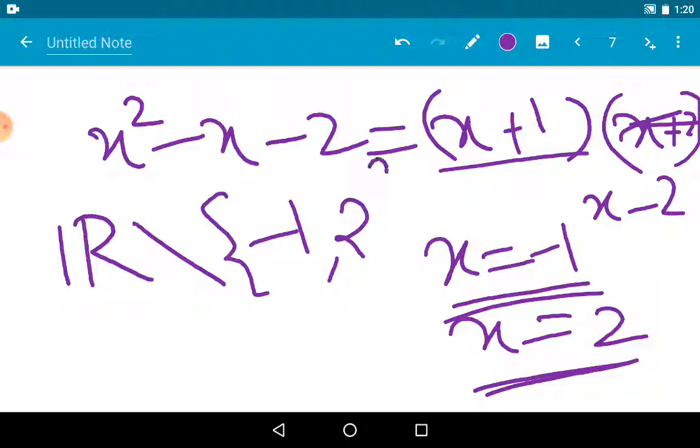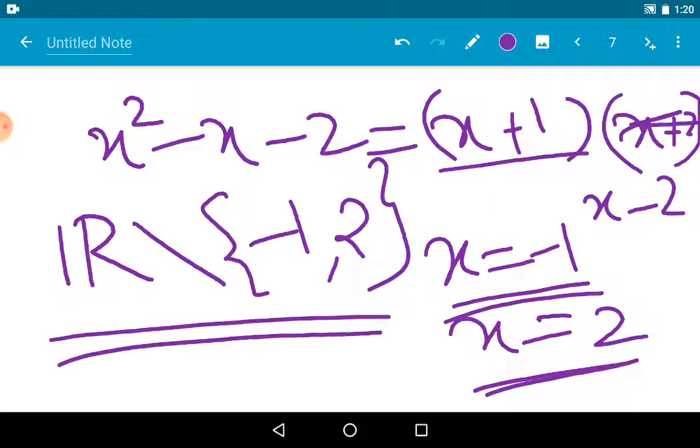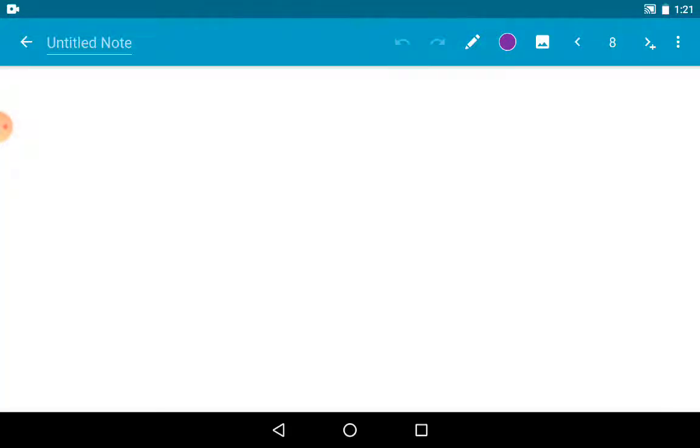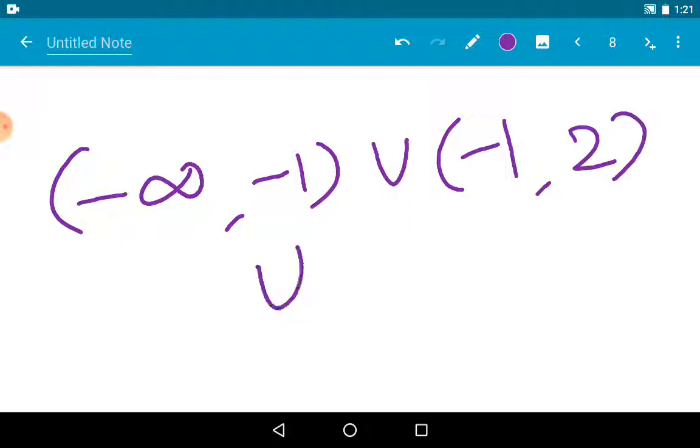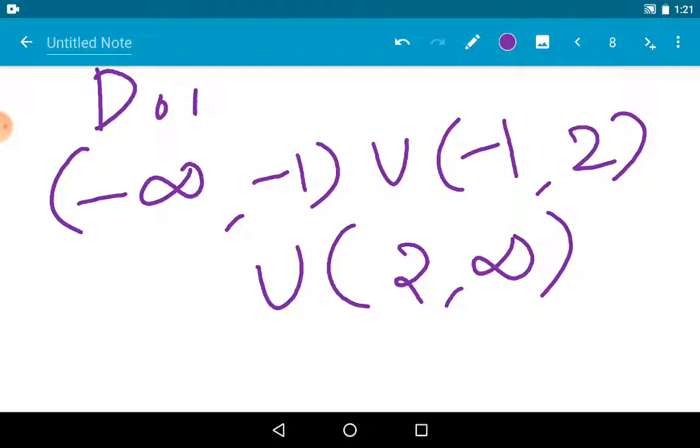That is our domain, or we can write it in this way: minus infinity to minus 1 union minus 1 to 2 union 2 to infinity. Okay, this is the domain of that particular function.